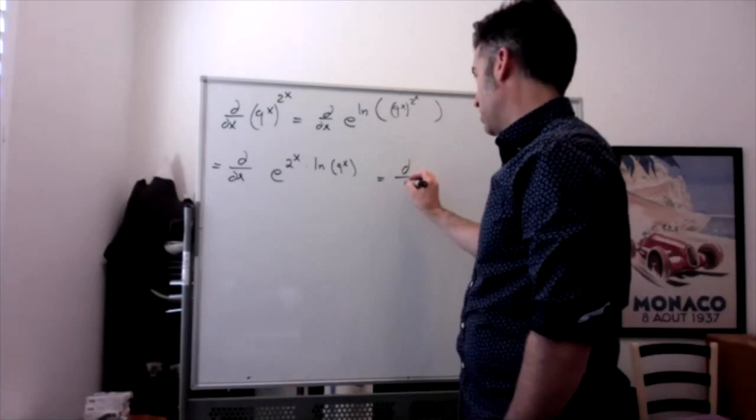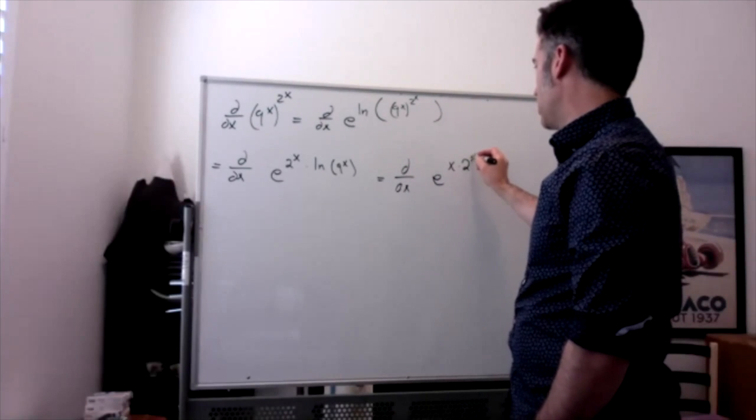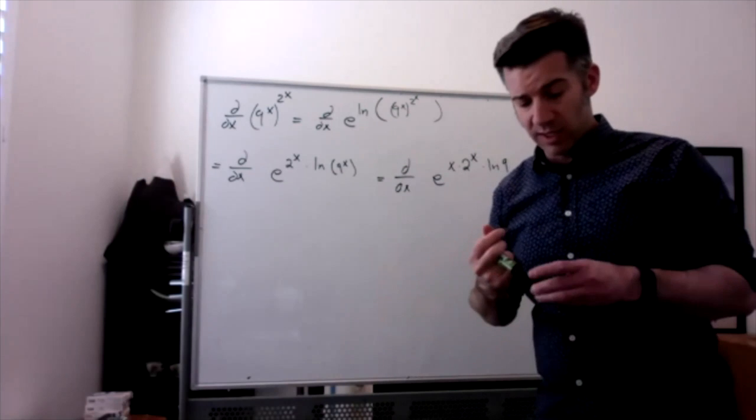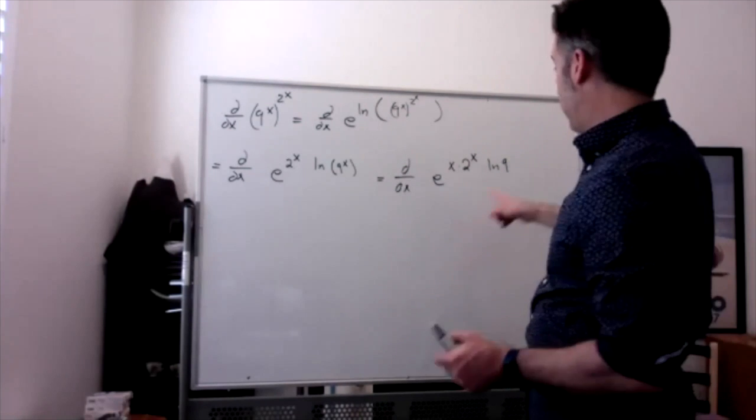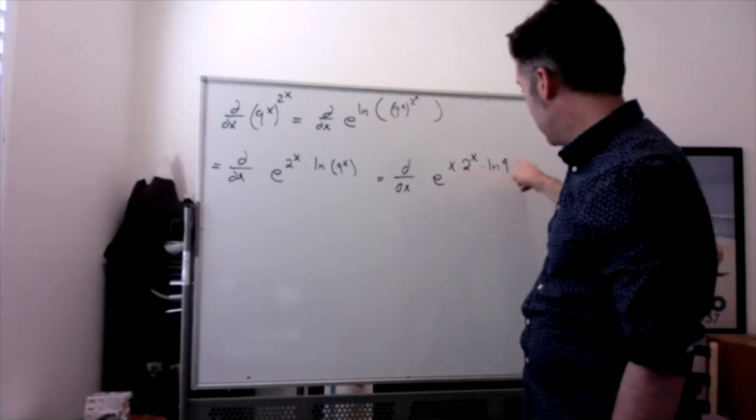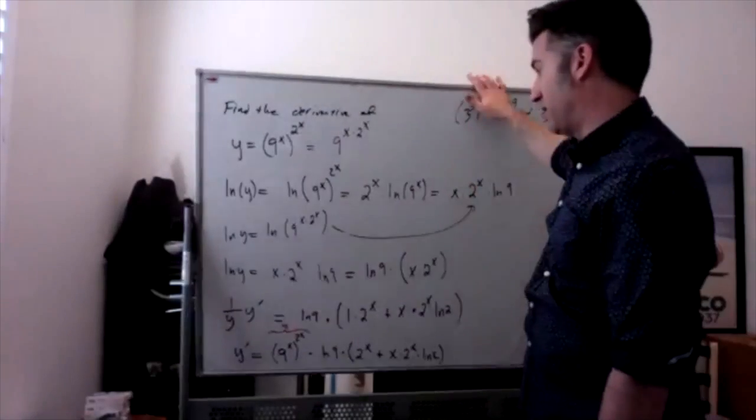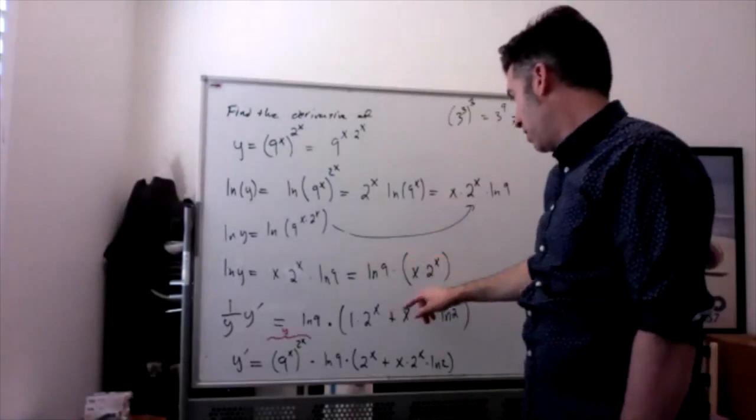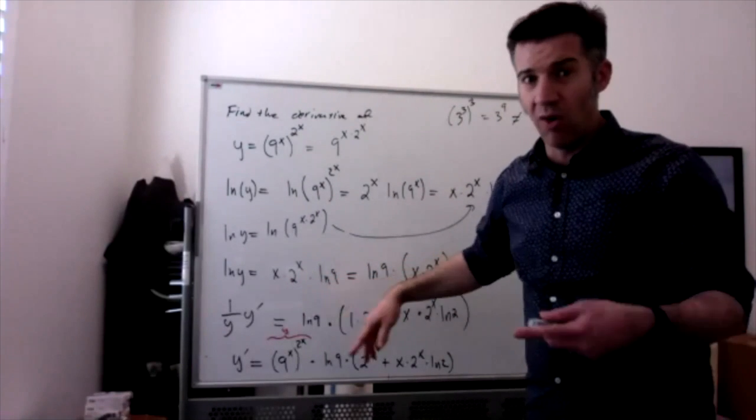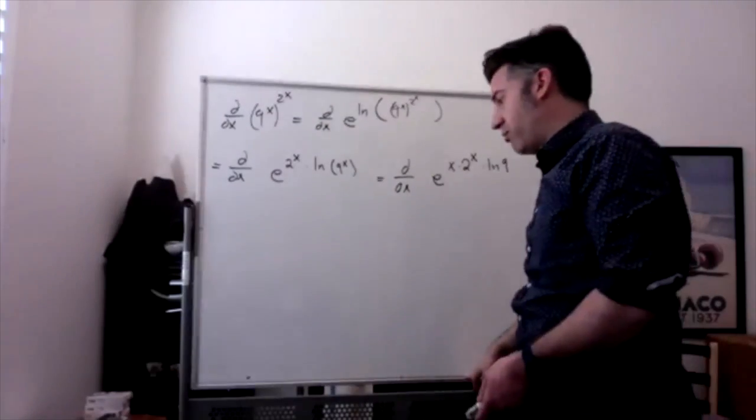But I think it's easier to bring it down. So I'm going to rewrite this as the derivative of e to the x times 2 to the x times natural log of 9. And notice, once again, we differentiate this thing. The derivative of e to the stuff is e to the stuff times the derivative of that stuff. We're going to be taking the derivative of x times 2 to the x times natural log of 9, just like we had to take the derivative of x times 2 to the x times natural log of 9. You're always going to be having to take that same derivative either way. It just kind of depends where it's going to show up.